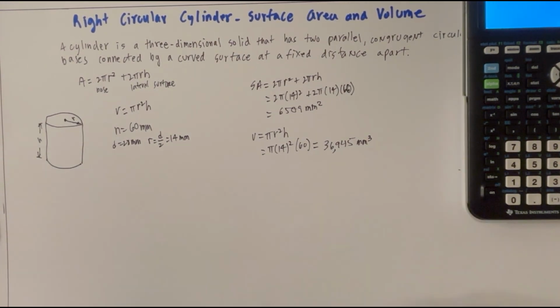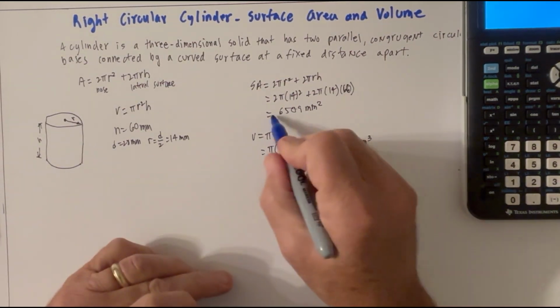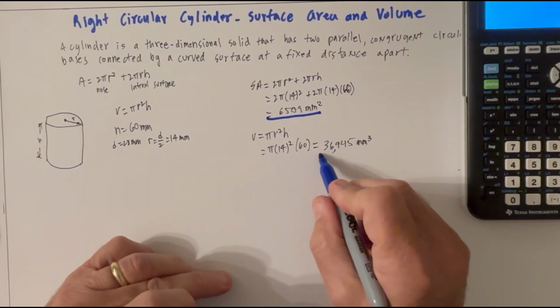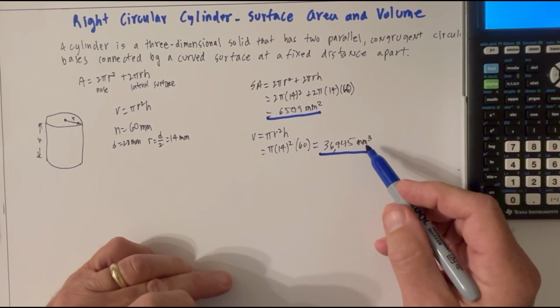So there's our two answers. This is the surface area, and then this is the volume of the cylinder. Notice millimeters squared and cubic millimeters.